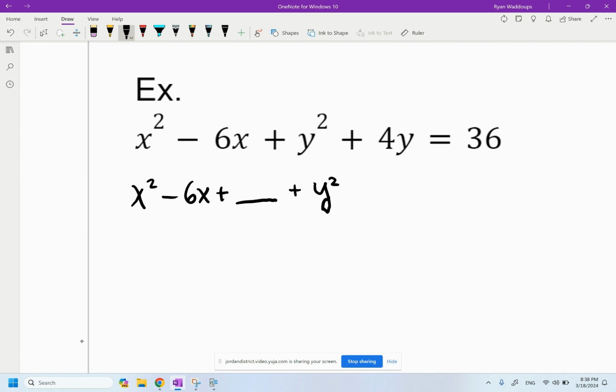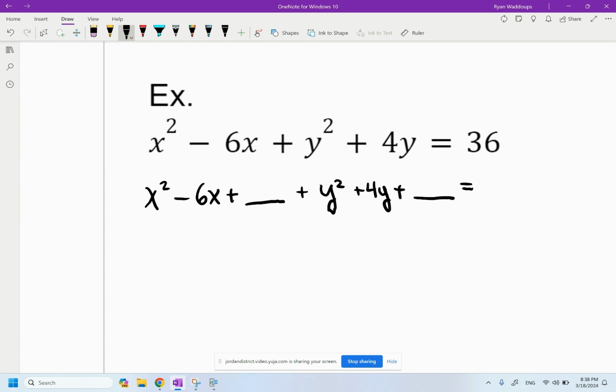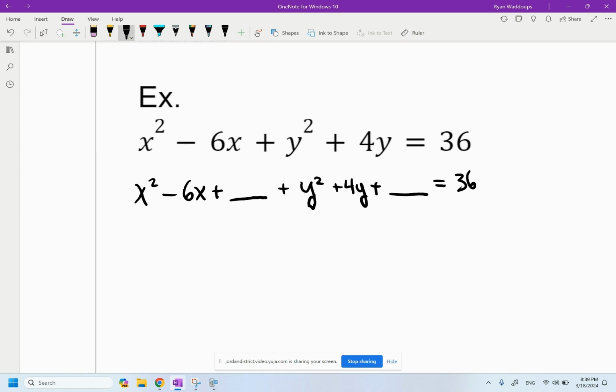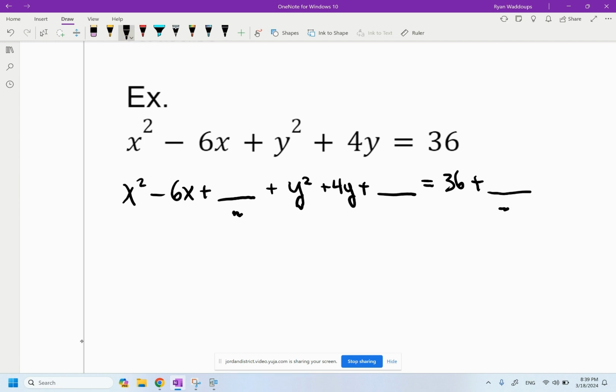So we're going to do this twice. y² + 4y + blank. And that's going to also help us with the completing the square on the other side. And then I've got 36. And then just to help me remember, I'm going to put plus blank for the one side here, and then plus blank for the other side here. It's just to help us remember that whatever I add to one side, I need to add to the other side to keep my equation balanced.